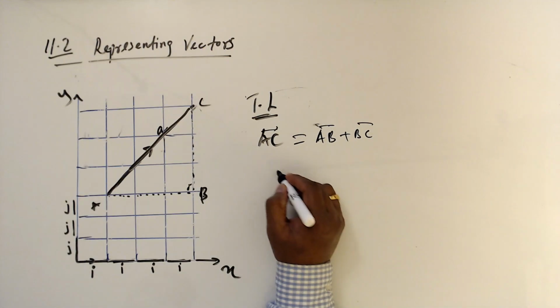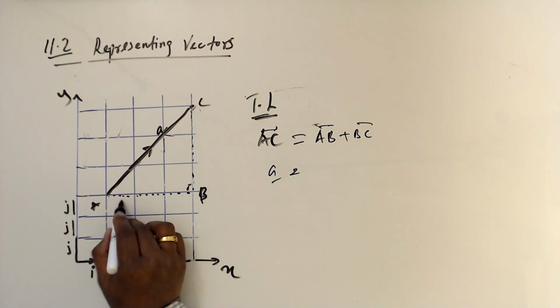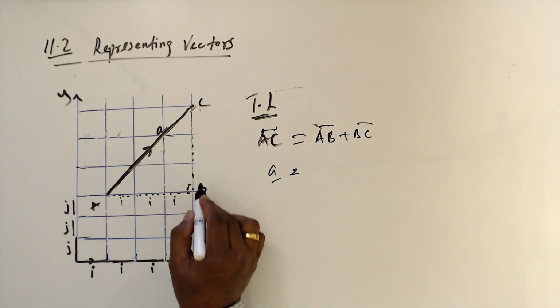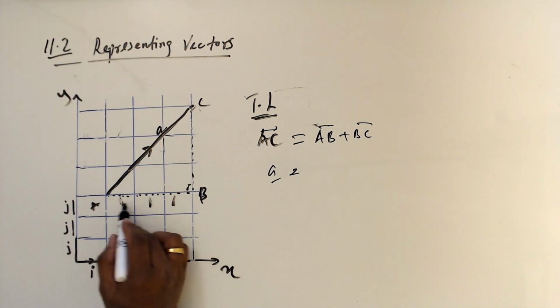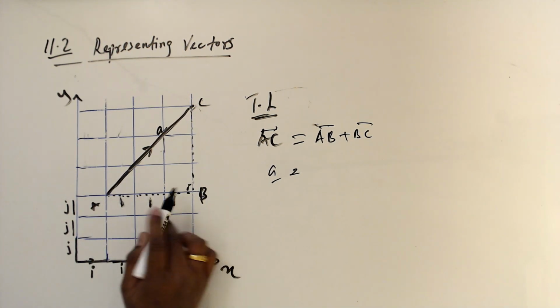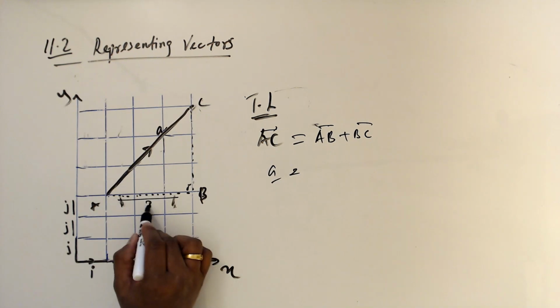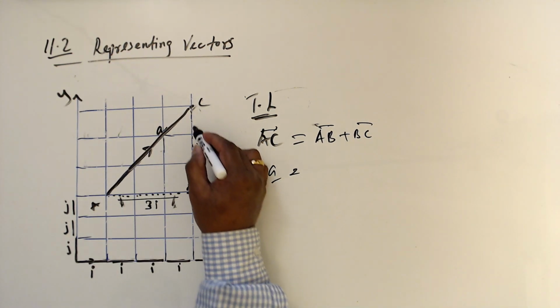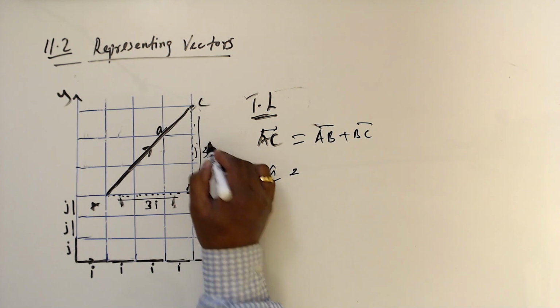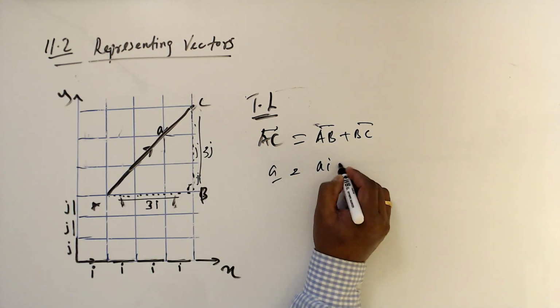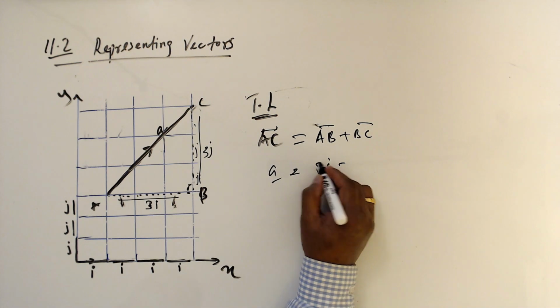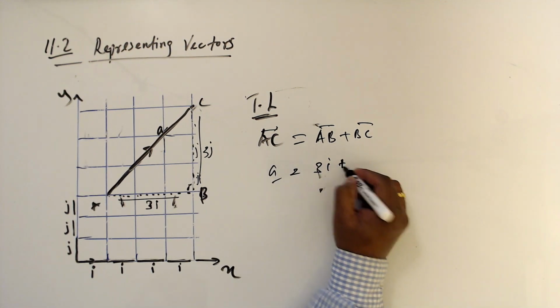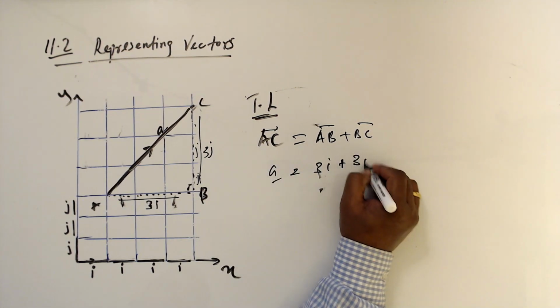So AC is A. Now these all become i's. It means if I write i plus i plus i, I can write this as 3i. And this is j plus j plus j, which is 3j. So this is going to be 3i plus 3j.